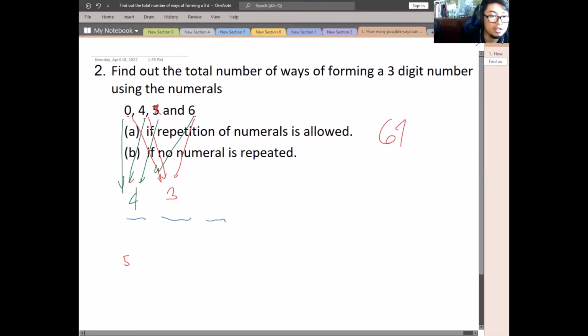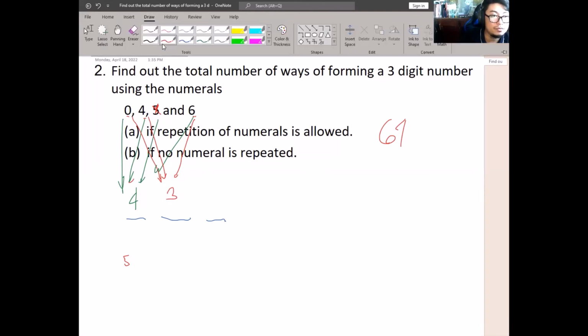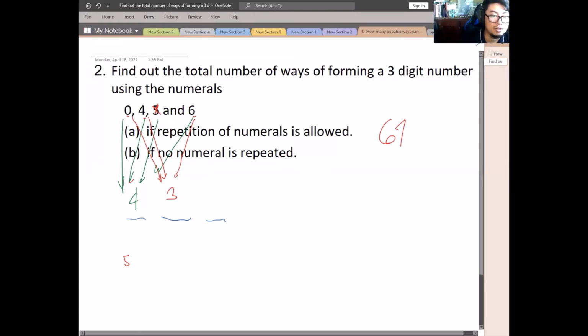And for the last digit, our third digit, let's say we choose 0 for the second digit. So our options are only 4 and 6, because 5 and 0 are already our first and second digits. So we can choose 4 or 6. So we have only 2 options in the third digit.